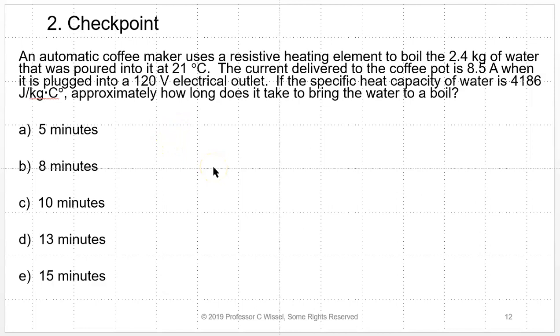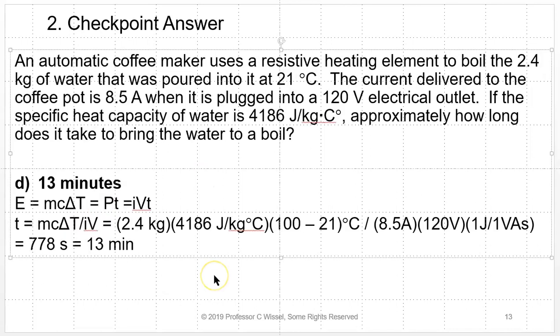Since they did not give us an efficiency, we're going to assume it's 100%. That means what we're determining here is the minimum amount of time it takes the water to boil. If the efficiency is less than 100%, it's going to take longer than this for the water to boil. The correct answer to this is 13 minutes.